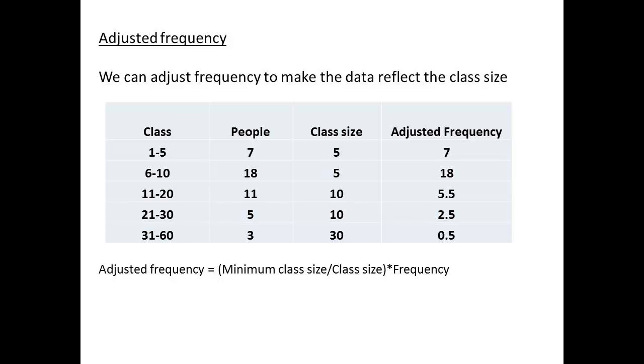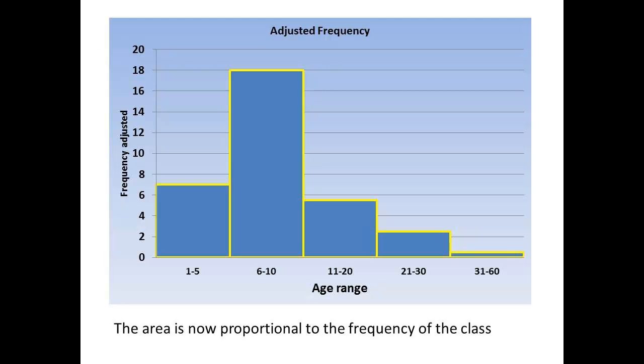To do so, we perform a simple piece of maths called determining the adjusted frequency. The adjusted frequency is to take minimum class size and divide by actual class size, then multiply by the original frequency. The results are shown in the end column of this table. Using the adjusted frequency, we can see that the frequency for 11 to 20 is actually below that for 1 to 5. What we have done is to make the area on the histogram proportional to the frequency of the class. This is an important adjustment if you are trying to interpret data from a histogram and you see that the class widths are different.